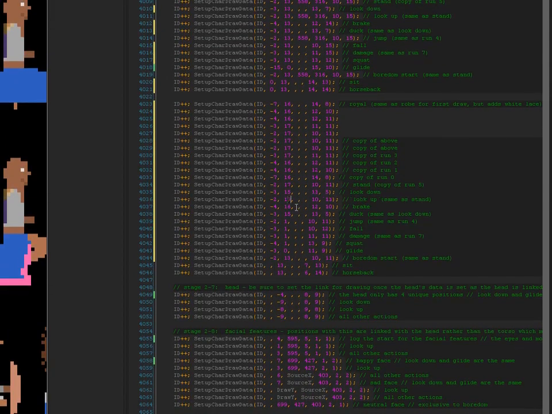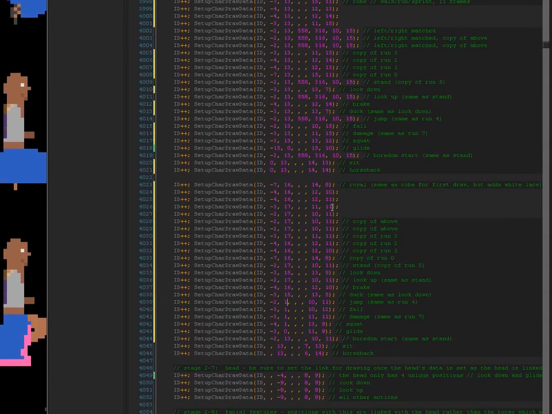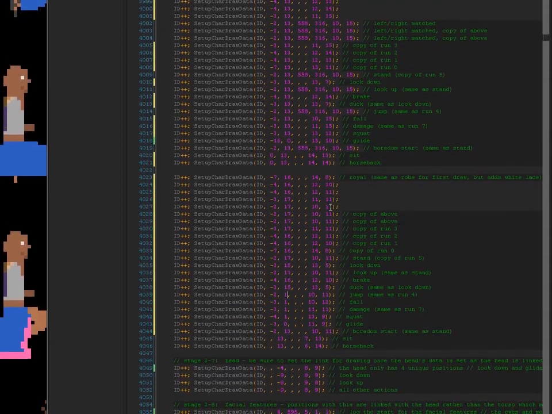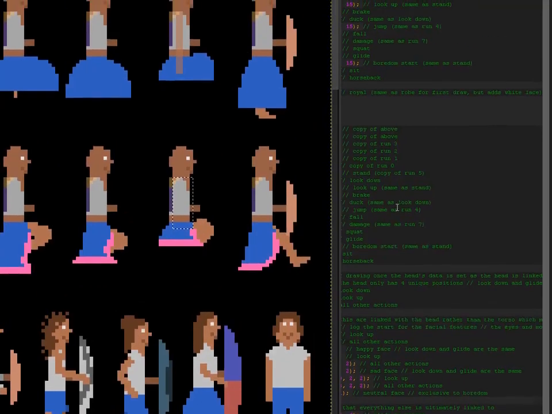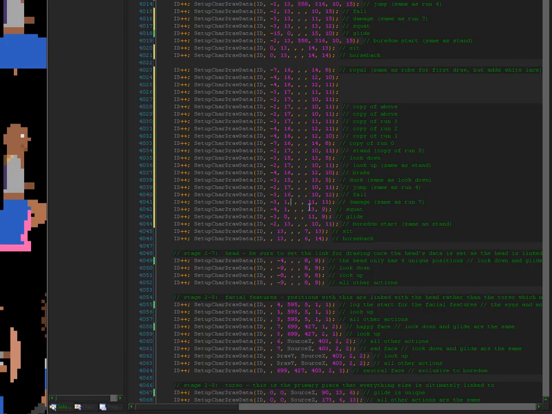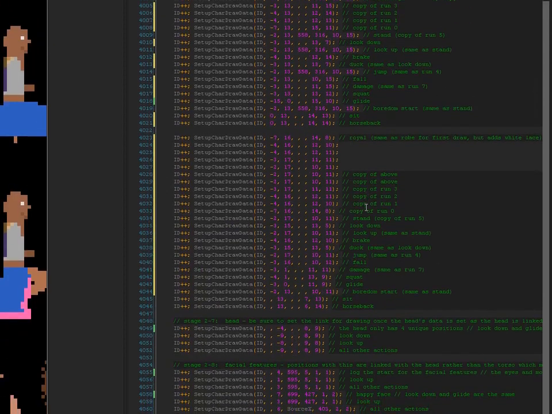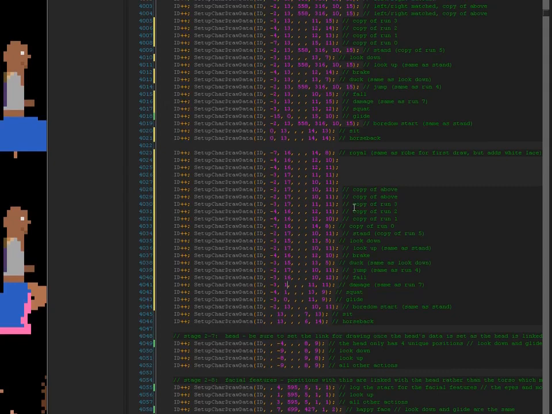Look up is the same as stand. Run 4. 0, 1, 2, 3, 4. That's a 17. Fall. That's this right here. I see 3, so that means it's a 16. Damage is the same as run 7. 10, 9, 8, 7. So that's a 17.